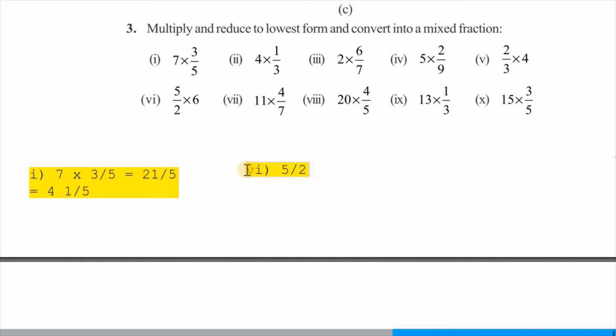5 by 2 into 6. So the answer is going to be 5 into 6 by 2, which is equal to 30 by 2. Do you think this is in its lowest form? This is not in its lowest form because 2 is a factor of 30. So the answer is 15. Okay, so the answer to this one is 15. Similarly, you can attempt the remaining ones and remember to keep the answer in a mixed fraction format.